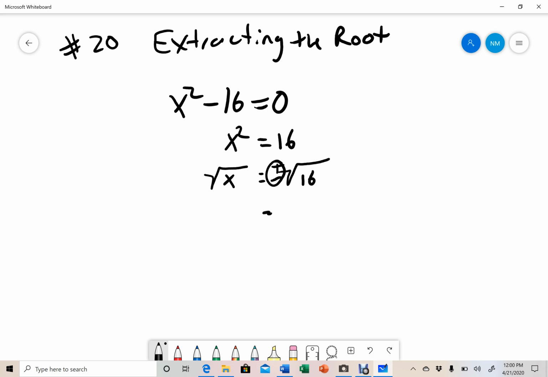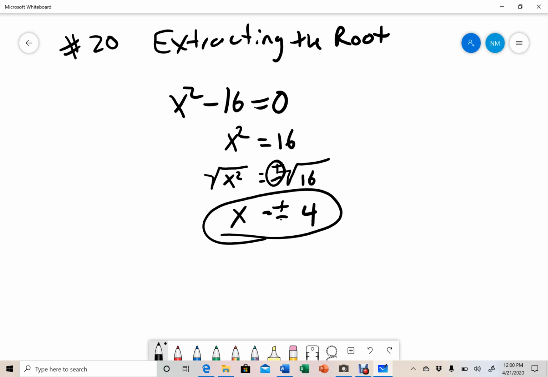Remember your plus or minus sign here, guys, okay? So the square root of x squared is x, and the square root of 16 is 4. So my answer is x equals plus or minus 4. Now, I do not have two answers here because I just have plus or minus 4. If I had 2 plus or minus 4, then I would have two separate answers, okay? But because I only have one number here, I only have one answer, but I must include my plus or minus sign on that, okay?